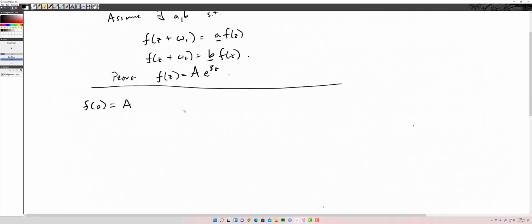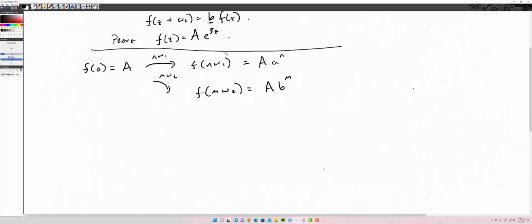Let's say that f of 0 is a. And let's say we go over by n omega 1, okay? So we're looking at f of n omega 1. That's going to be a times little a to the n, right? Similarly, if we go up m omega 2, it's going to be a times little b to the m, right? Because I'm just taking steps each time I increase by a factor of beta, or scale by a factor of beta, or b. Sorry, not beta.